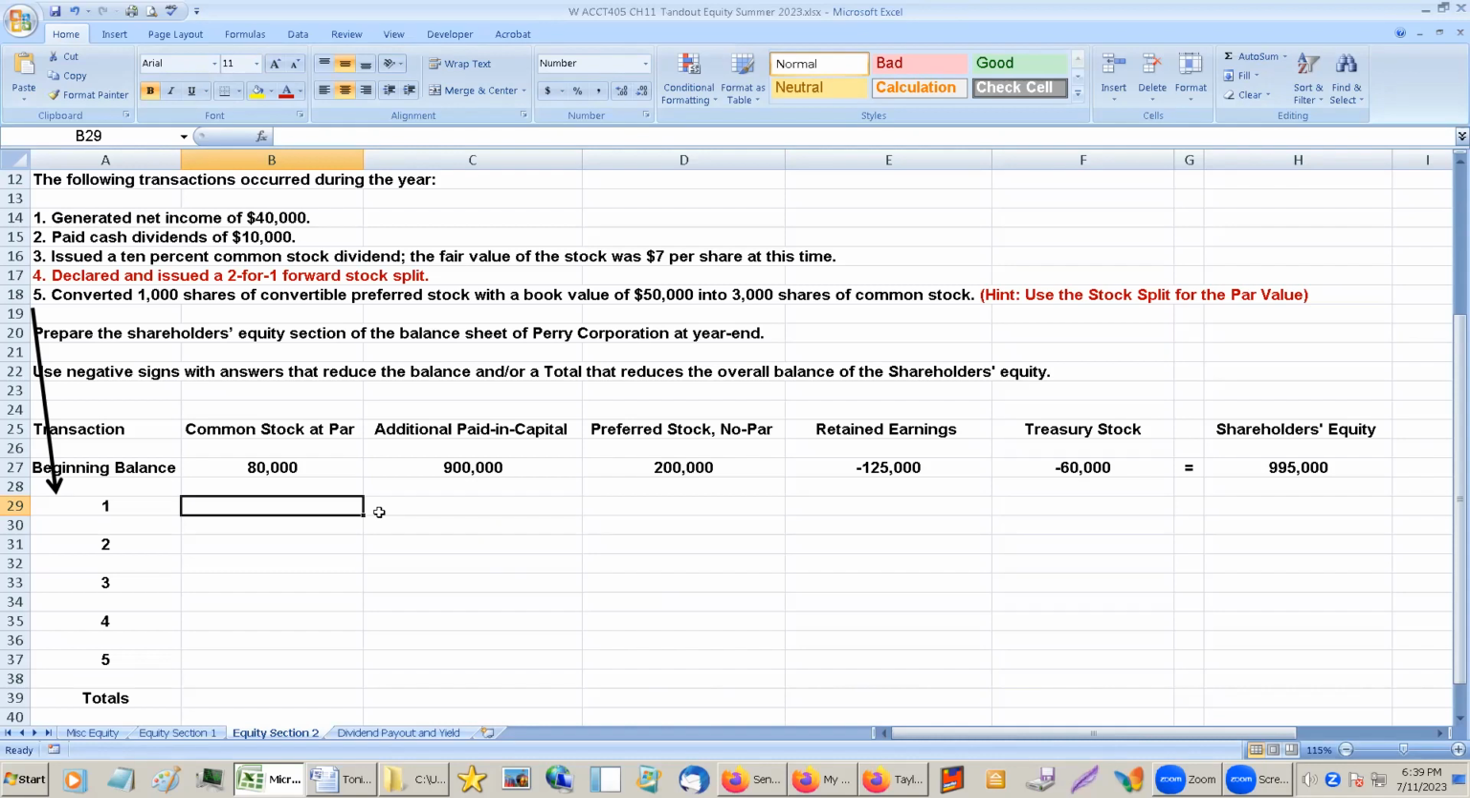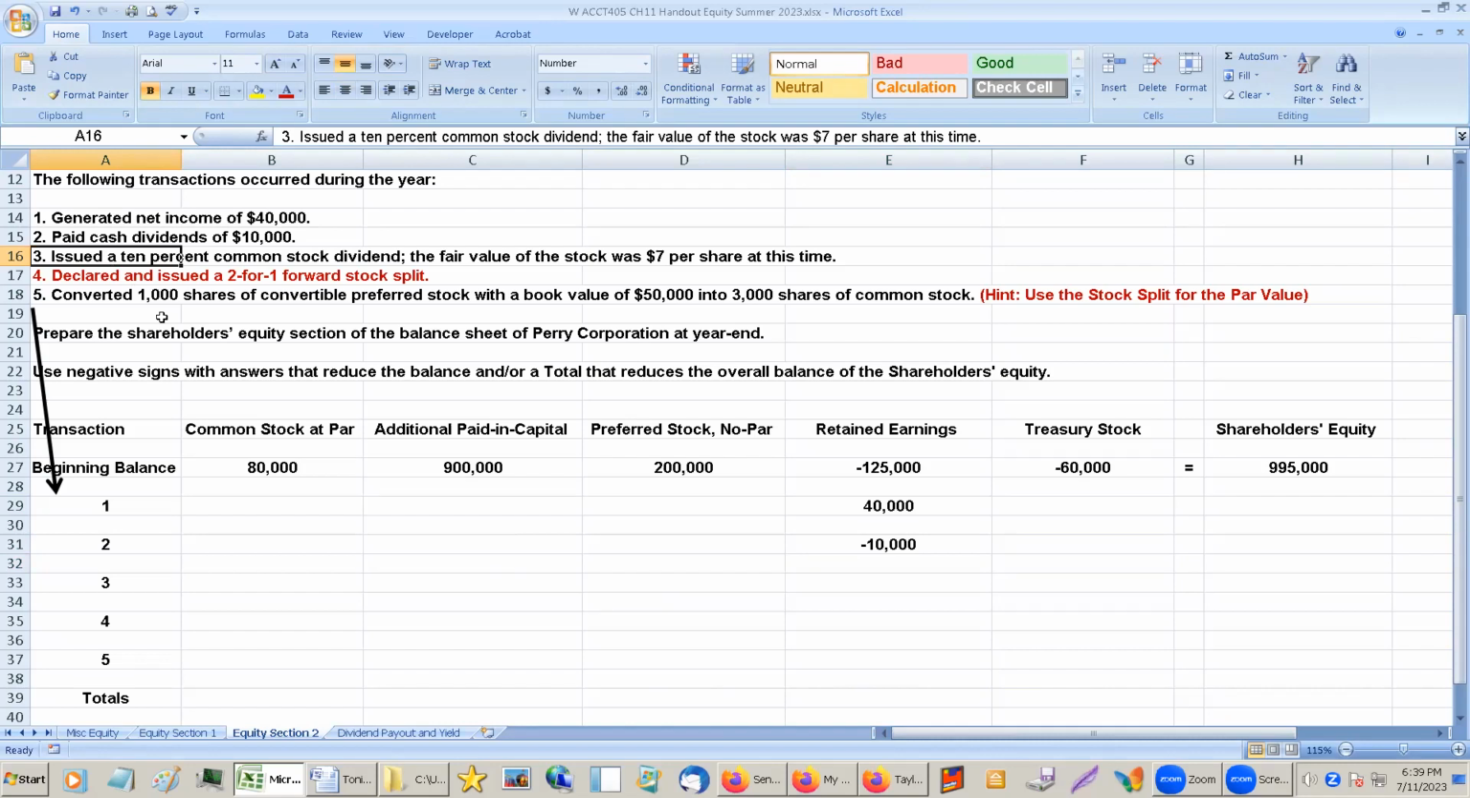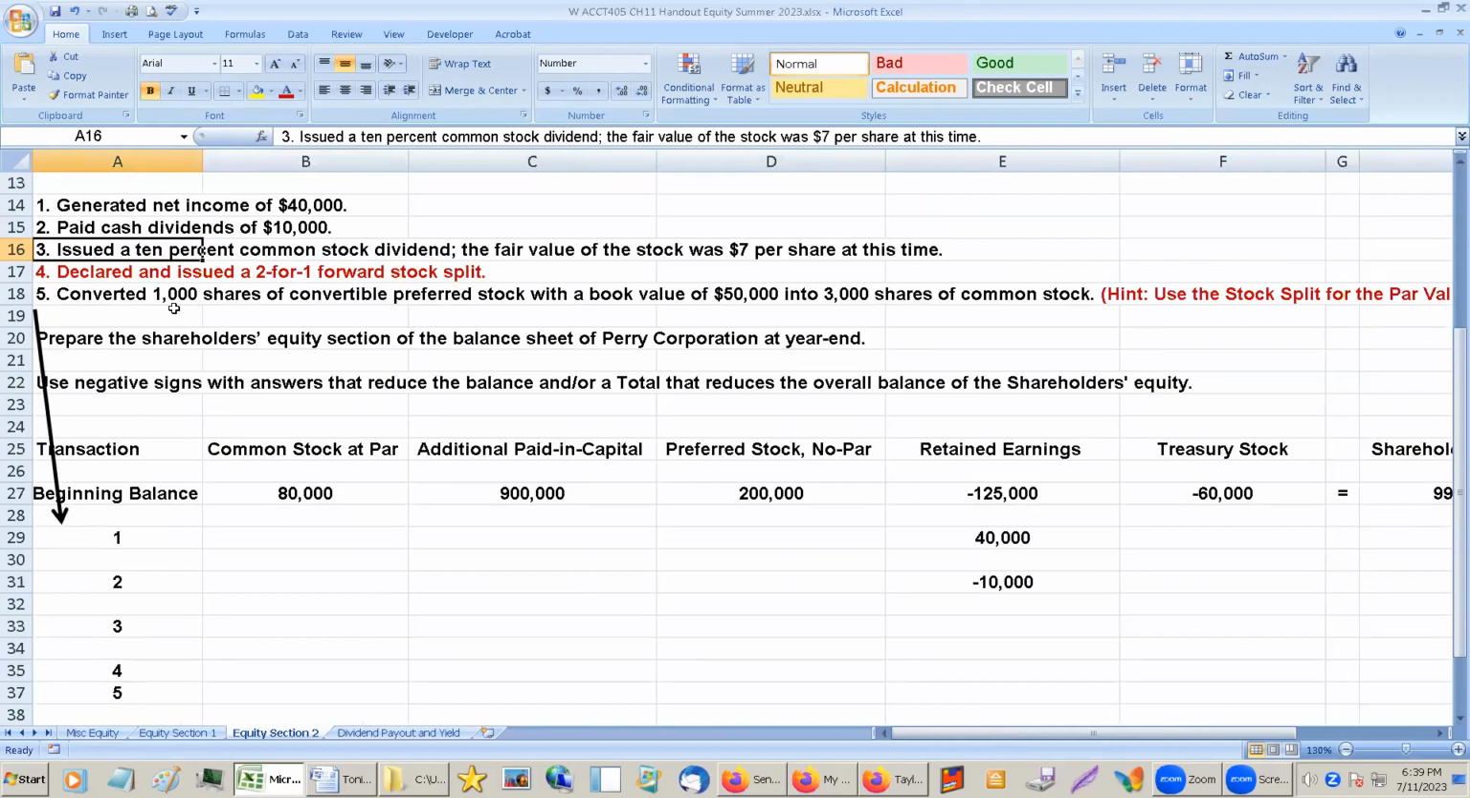Net income, 40,000. That would go in our retained earnings. Pay dividends of 10,000, which come out of our retained earnings. Issued a 10% common stock dividend. Fair value of the stock was $7 per share at the time. This is a wacky one.